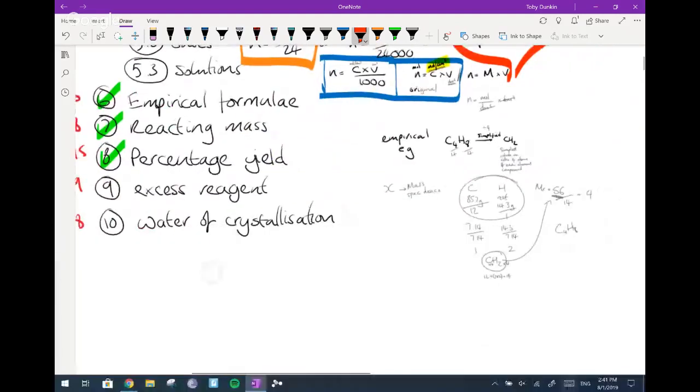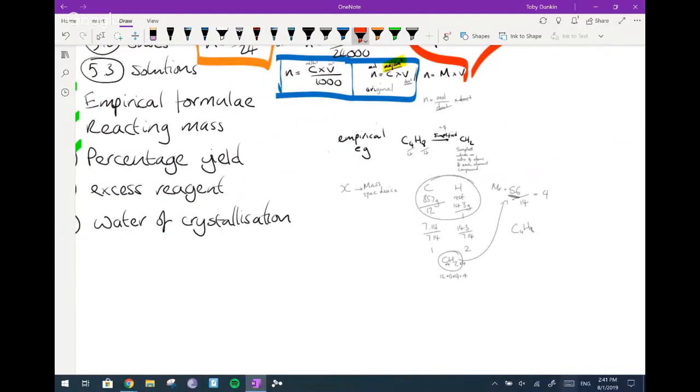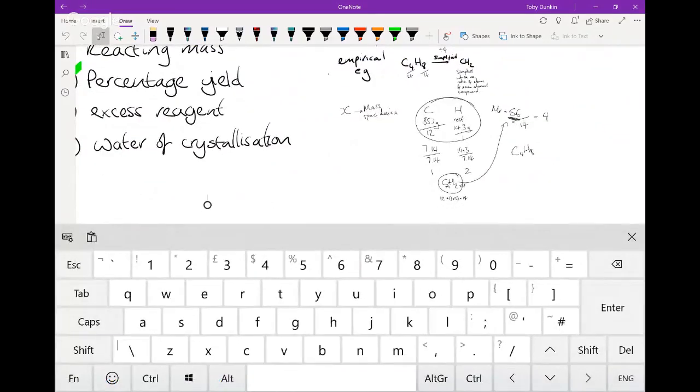Last one, of course, water crystallization. Still don't know why my keyboard's popping up. Done it again. Don't know why.